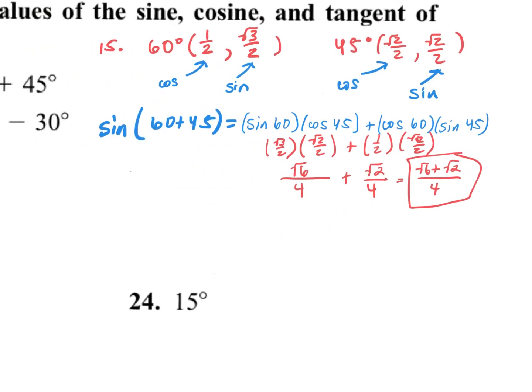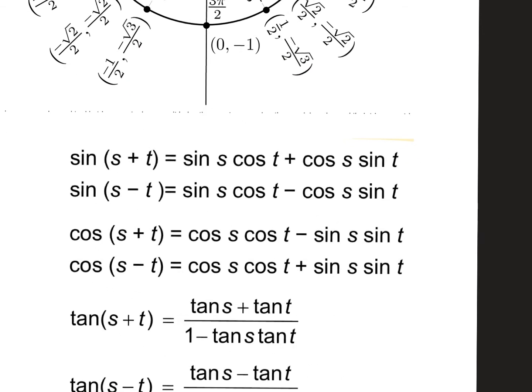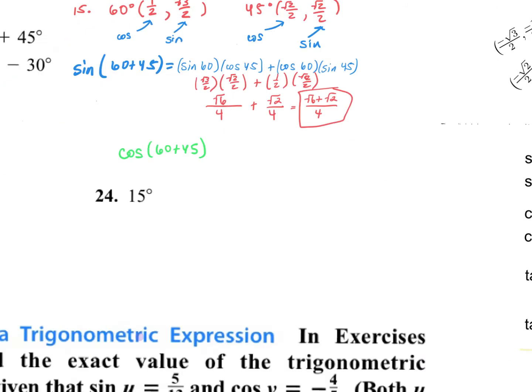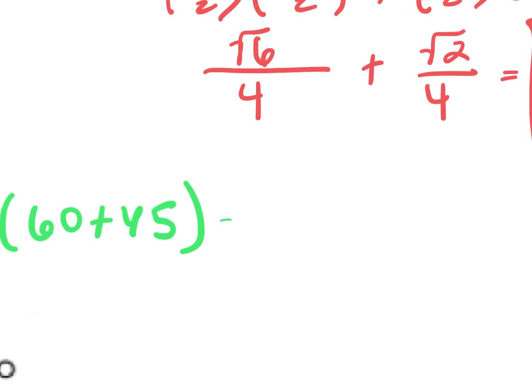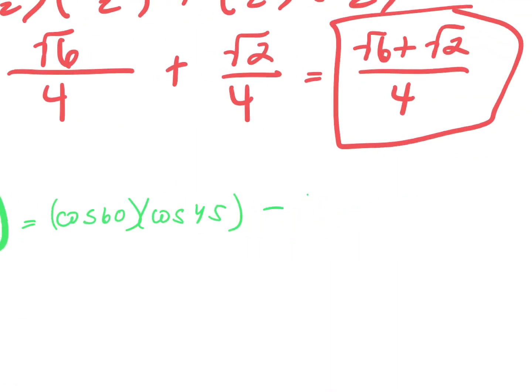So now if we're going to find the cosine of 60 plus 45, we're going to use the same ordered pairs as above. But now I'm going to look at the cosine formula when I'm adding the two angles together, and it's cosine, cosine minus sine, sine. So again, just be careful about the actual formula that you're using. So we're going to have cosine of 60 times cosine of 45 minus sine 60 times sine 45.